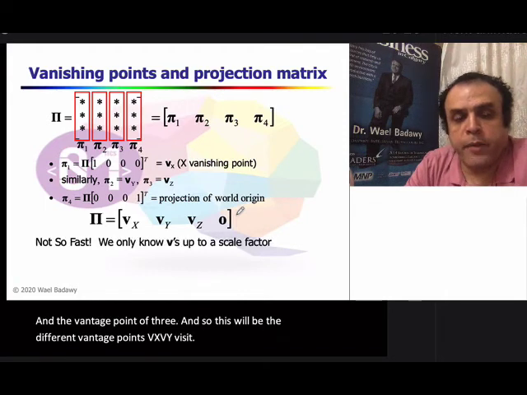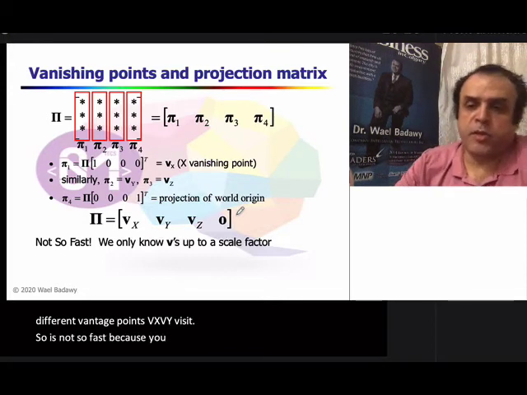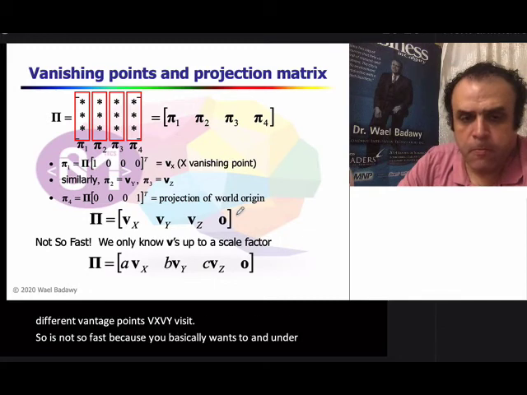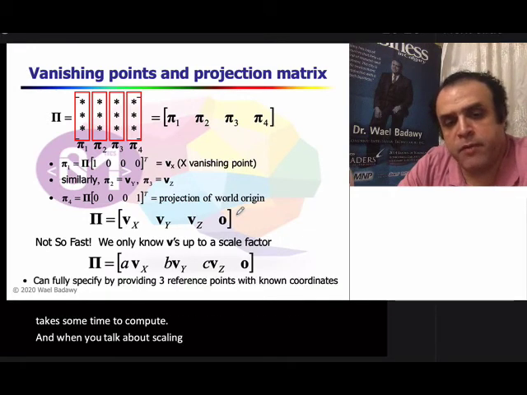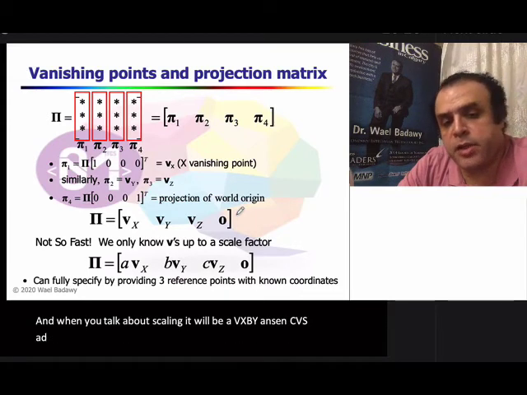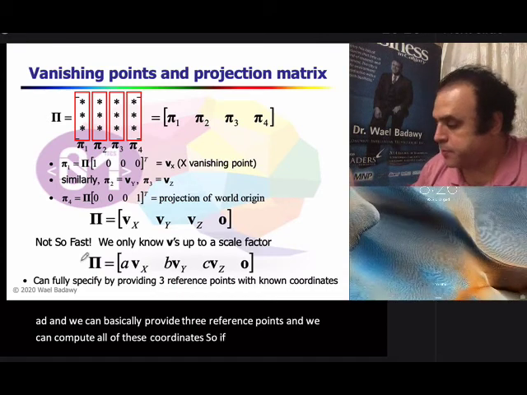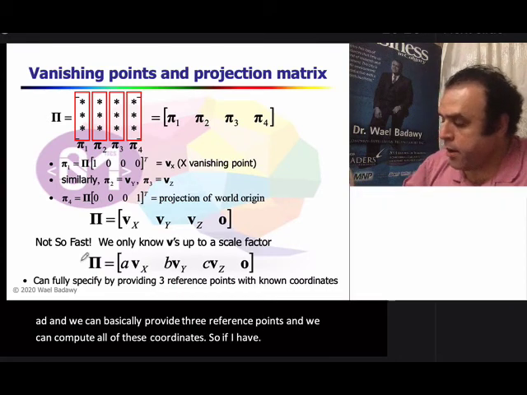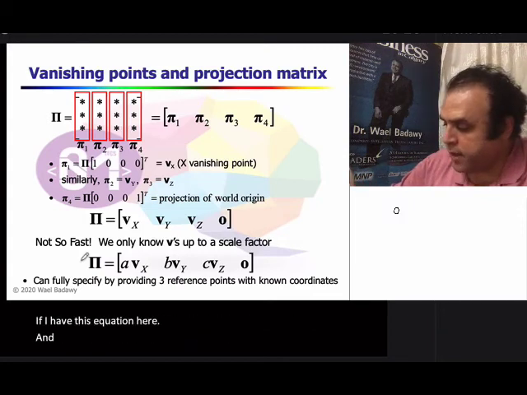So it's not so fast, because it takes some time to compute. When you talk about scaling, it will be A Vx, B Vy, and then C Vz, and we can basically provide 3 reference points and compute all of these coordinates. So if I have this equation here, this equation will have A, B, C as unknowns.